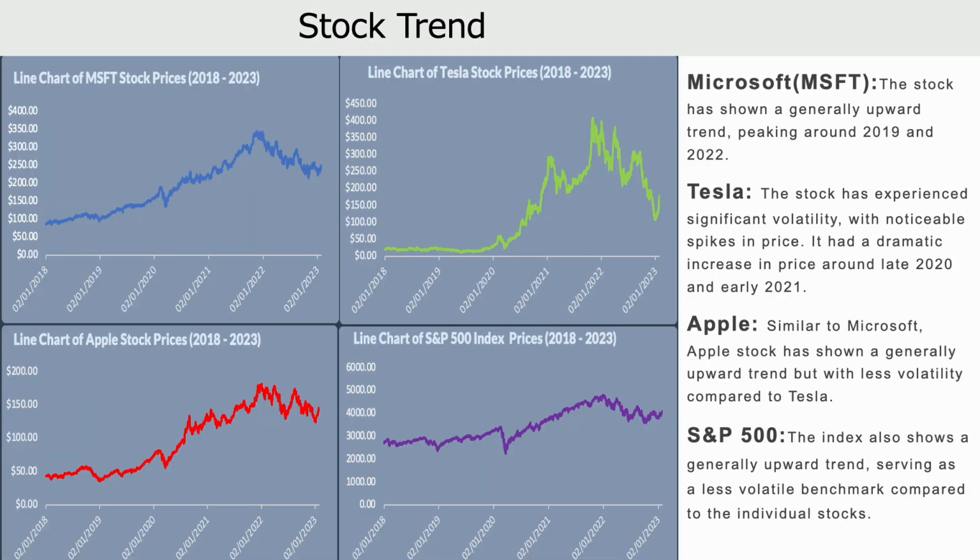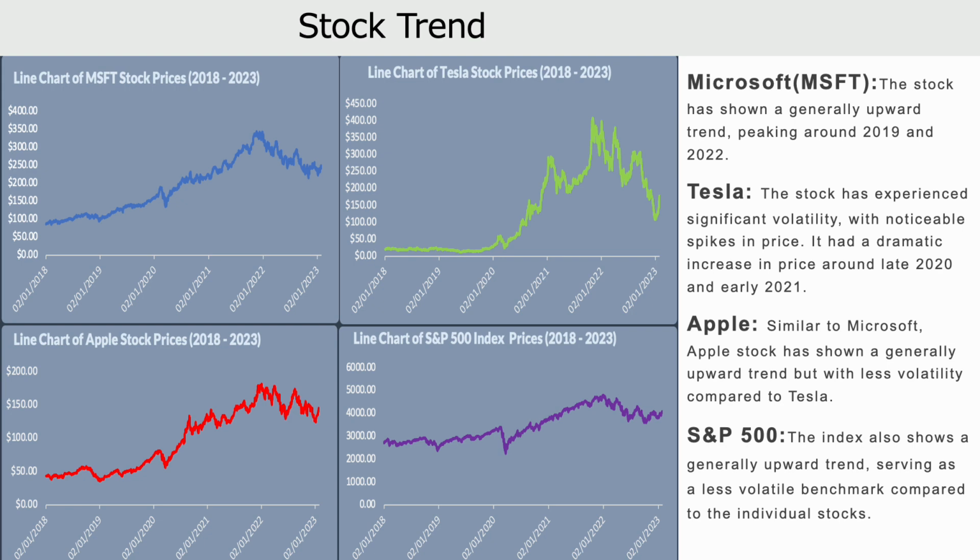Here, I've got a beautiful line chart visualizing the trend for all the stocks and the S&P 500. Microsoft has shown a generally upward trend, peaking around 2019 and 2022.